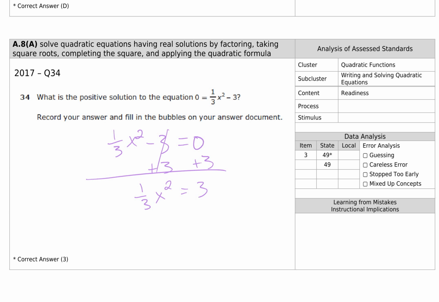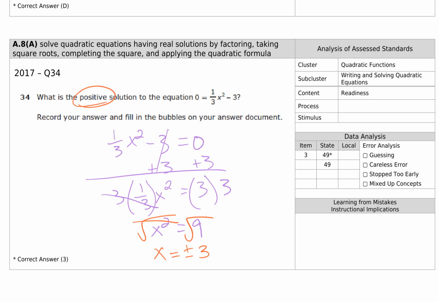To get rid of the fraction, 1/3, it's currently dividing by 3. When you cut something into a third, you're dividing by 3. To get rid of that, we multiply by 3. If we do it to one side, we have to do it to both. X squared is equal to 9. To get rid of the squared, the exponent of 2, we square root both sides. Those cancel. X is equal to positive or negative 3. We see that the question was asking for just the positive, so the answer is positive 3.